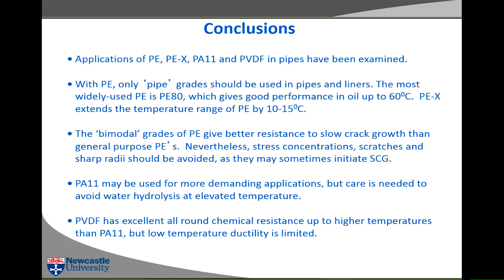Right, so this is the end of my first lecture, so we're half an hour into the second lecture. Just getting to the end of the first lecture. Let's just go through. We've examined applications of polythene, cross-linked polythene, nylon 11 and PVDF in pipes. With PE, only pipe grades should be used in pipes and liners. There are many different grades of polyethylene, but you can only use special grades, which I'm going to talk about probably later in this lecture. Only these pipe grades. And the pipe grades are called things like PE80 and PE100. I'll tell you what the most common one is, PE80. I'll tell you what that means later on.